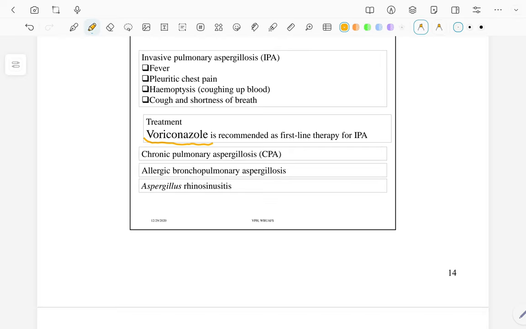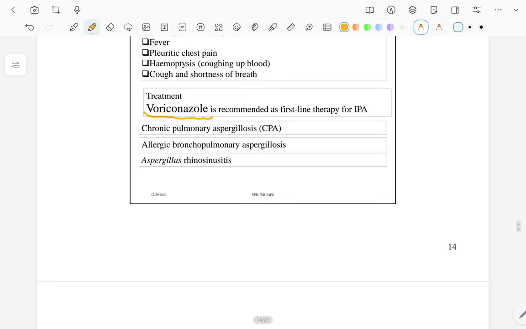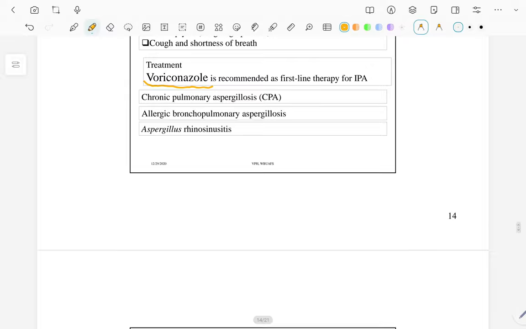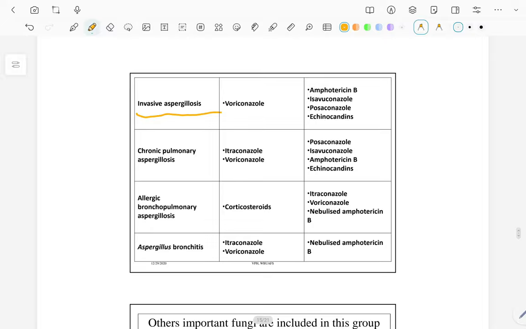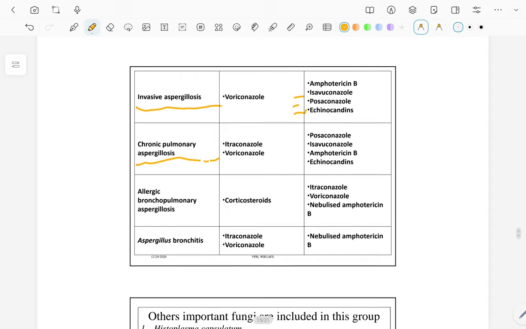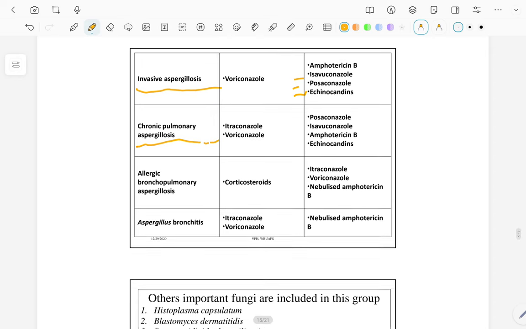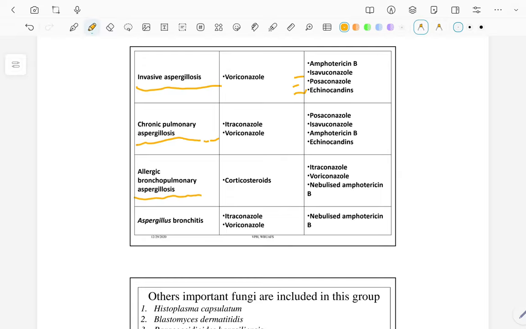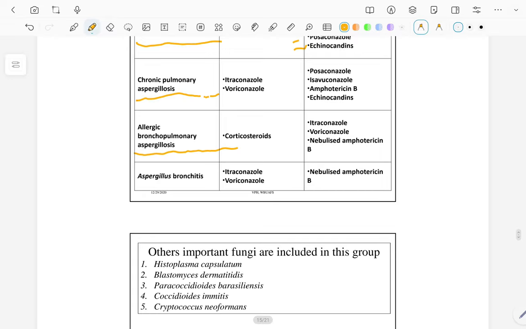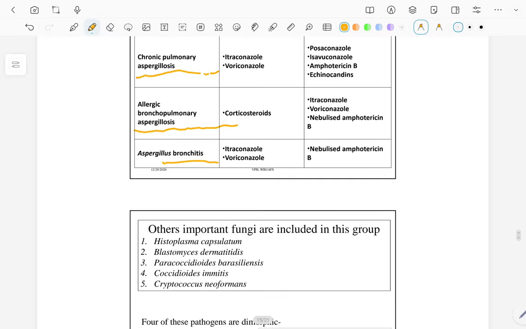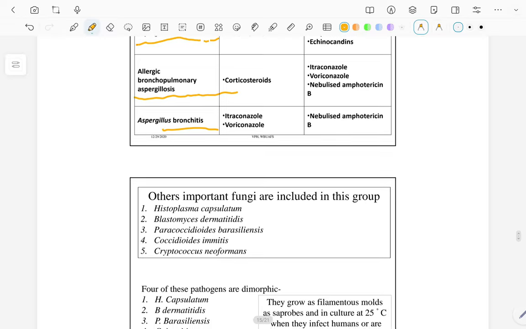Treatment by disease: invasive aspergillosis, voriconazole, amphotericin B, isavuconazole, posaconazole, echinocandins. Chronic pulmonary aspergillosis, itraconazole, voriconazole, posaconazole, isavuconazole, amphotericin B, echinocandins. Allergic bronchopulmonary aspergillosis, corticosteroids, itraconazole, voriconazole, nebulized amphotericin B. Aspergillus bronchitis, itraconazole, voriconazole, nebulized amphotericin B.